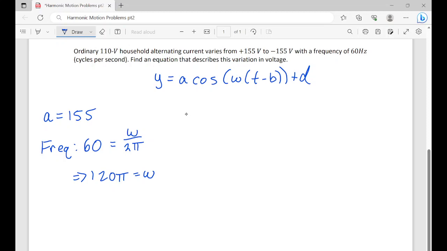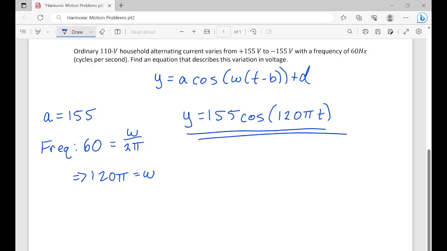So plug in what I know. y equals 155 cosine of 120 pi times t. And there would be my equation for this problem here.